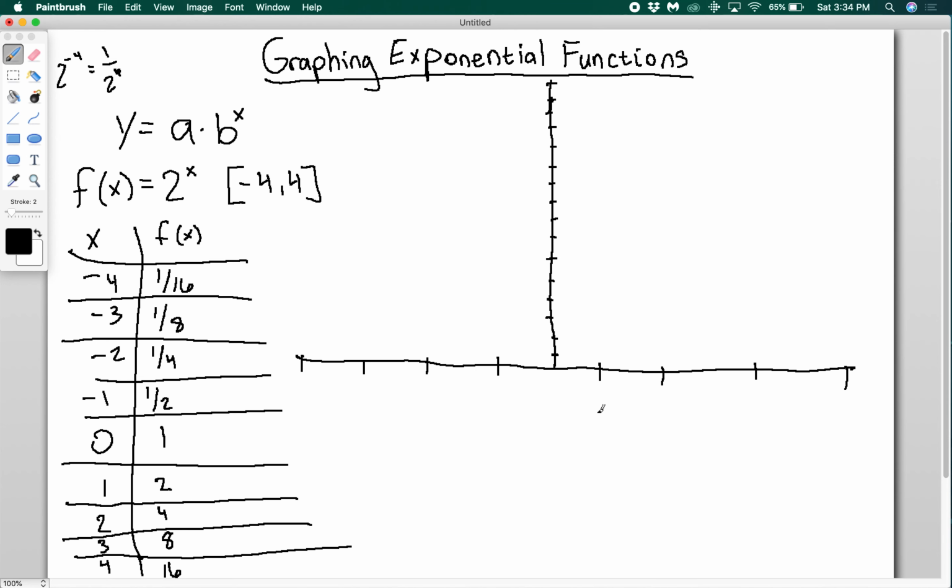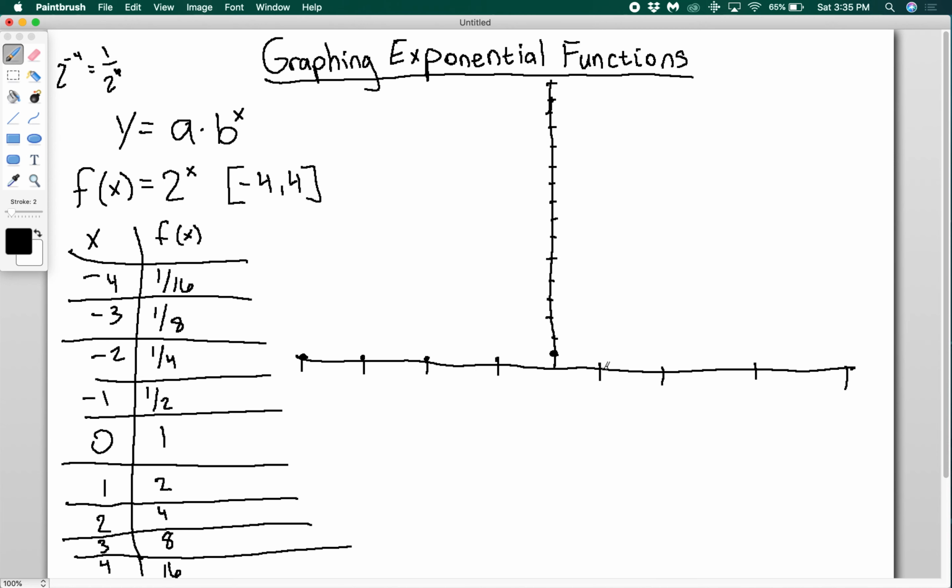So then I'm just going to go through. So -4, 1/16. That is 1/16 the distance between 0 and 1. It is so close to 0. I'm just going to draw it right here. Then I have -3, 1/8. So that's going to be just barely higher up. And then 1/4, same thing, barely higher up. 1/2, I'm halfway there. And then 0 should be 1.